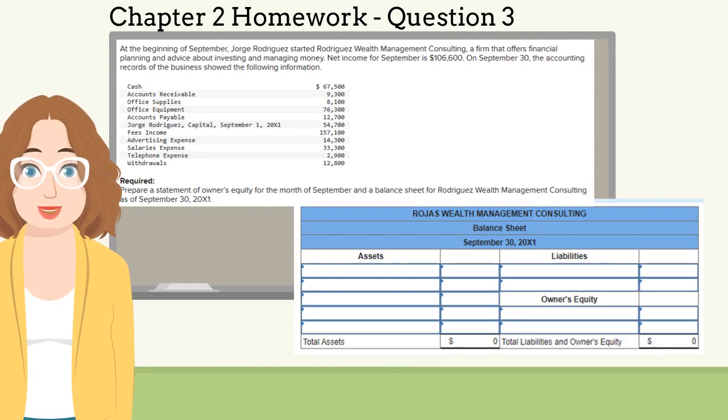Now, we're ready to prepare the balance sheet. Please look at the listing of accounts again. Which accounts belong on the balance sheet? Which ones are assets and are things that the company owns? And which ones are liabilities and things that the company owes? Don't forget to enter the ending capital balance that you calculated in the prior step. And please remember that your accounting equation must still hold true: assets equals liabilities plus owner's equity.